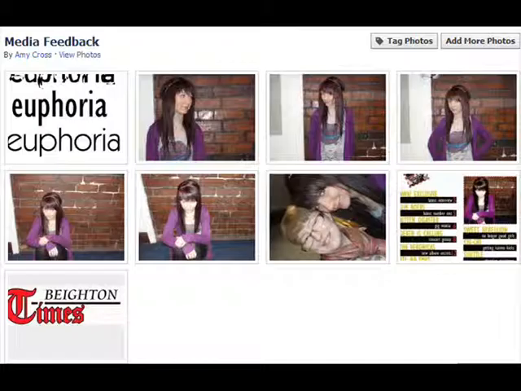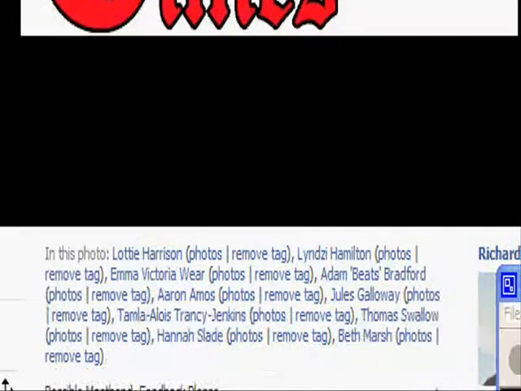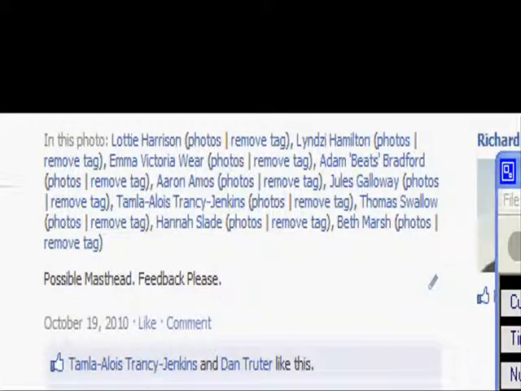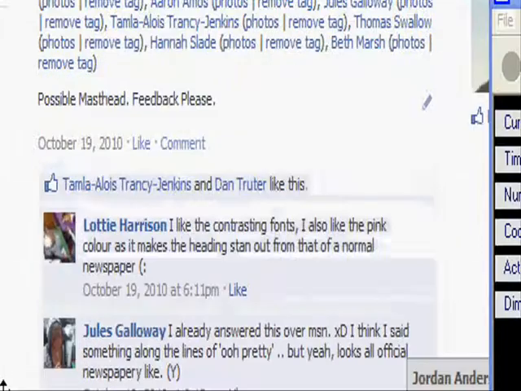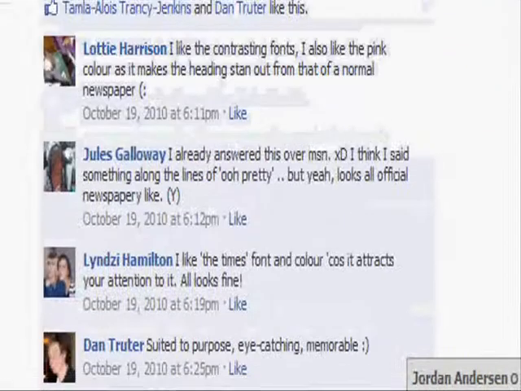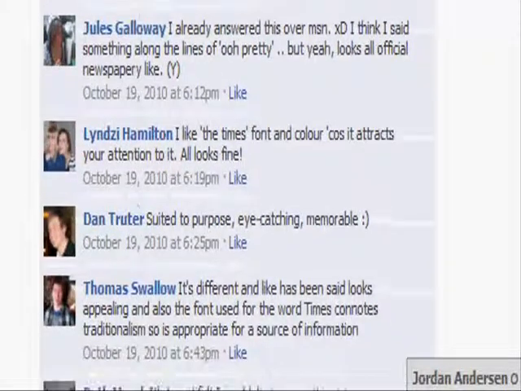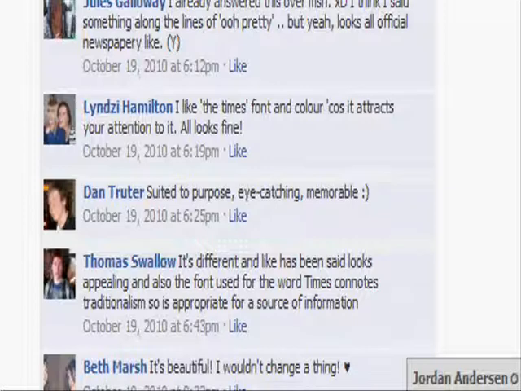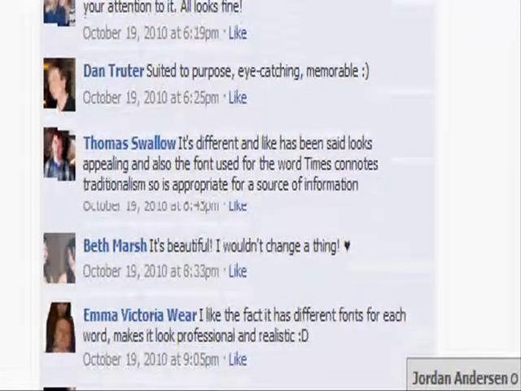Facebook, an online social network. Facebook was the social network I used in order to gain some feedback on my masthead. Although the people on my profile aren't my target demographic, I knew their opinions would be worth it. Here you can see some of the comments I received on my account. Many said they liked the Times font and the colour, so it would attract people, and it suited the newspaper demographic.